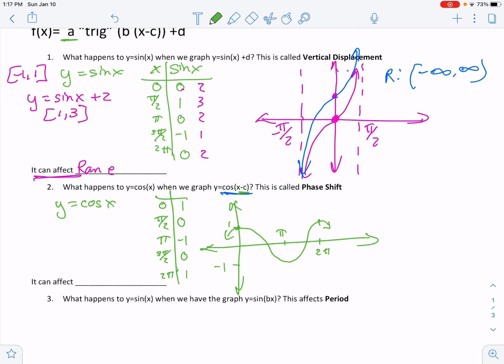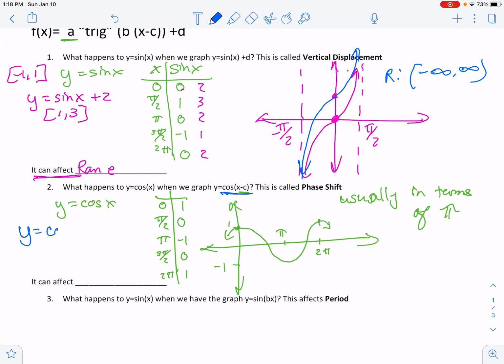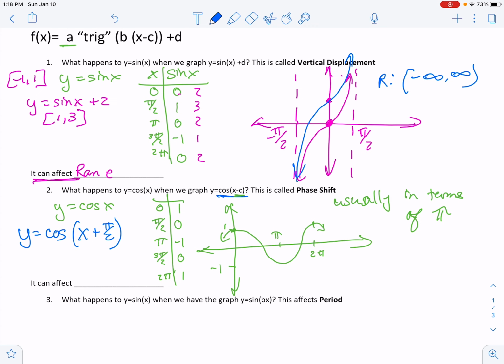Now, they're saying to shift. Phase shift, it's usually in terms of pi. Okay? So my new graph is going to be something like y equals the cosine of x plus pi over 2. All right? So what happens is, remember, this is the angle. If I want this to be 0, and I'm going to add pi over 2 to it because I'm taking this cosine as 0, this is negative pi over 2.